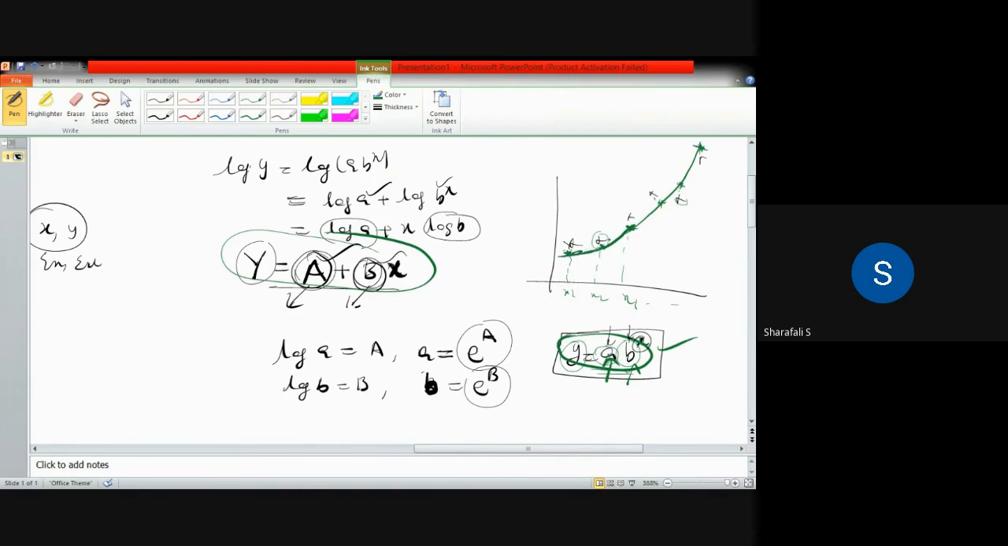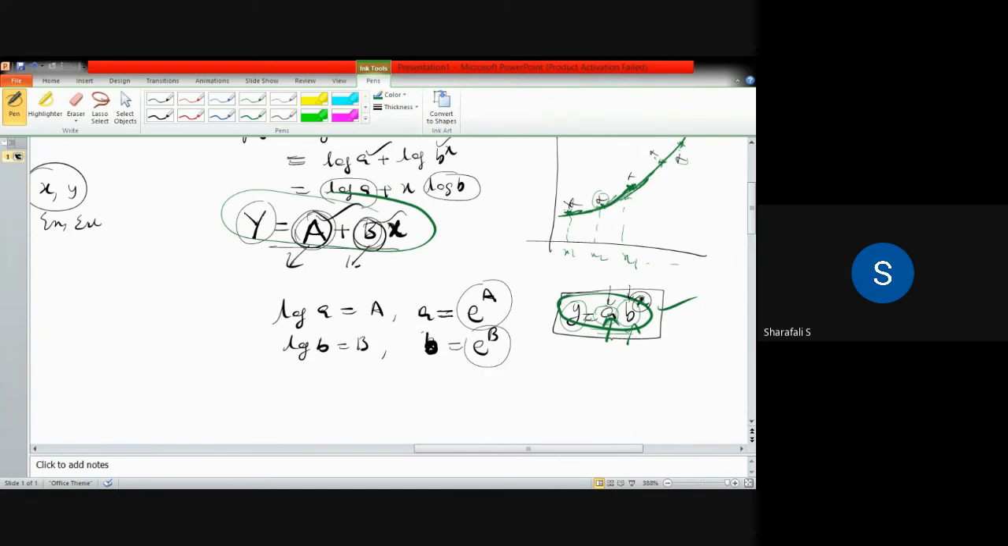It will be like an exponential, maybe increasing or decreasing, depending on the values. So now you can see this y equal to a b^x equation can be used to fit your data points under the least square technique, along with the idea that we just discussed in the case of the linear technique. Okay, linear fitting.